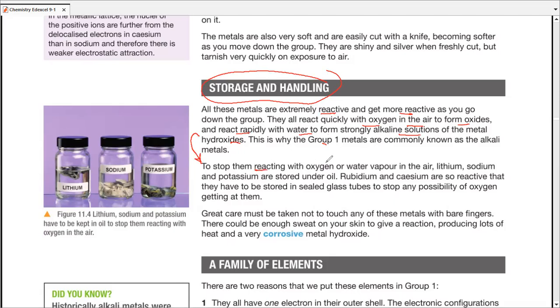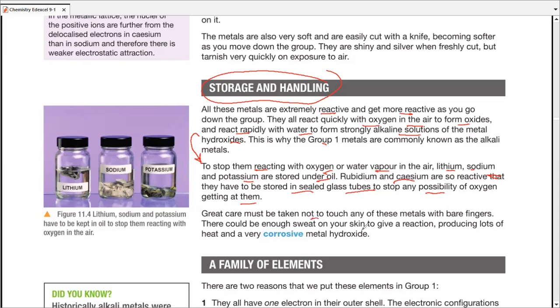Just to make sure that they don't react with oxygen or with water in the air, lithium, sodium, and potassium are stored under oil. Rubidium and cesium are so reactive that they have to be stored in sealed glass tubes to stop any possibility of oxygen getting at them. So we make sure we seal them in glass tubes, and we make sure that we take the oxygen out of those glass tubes.